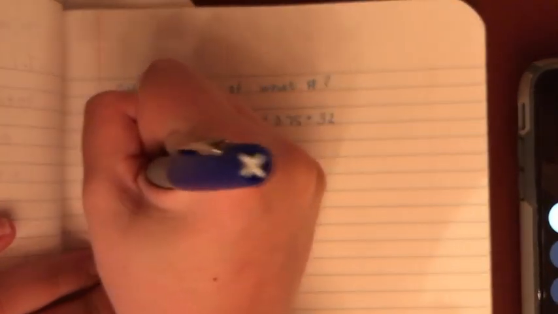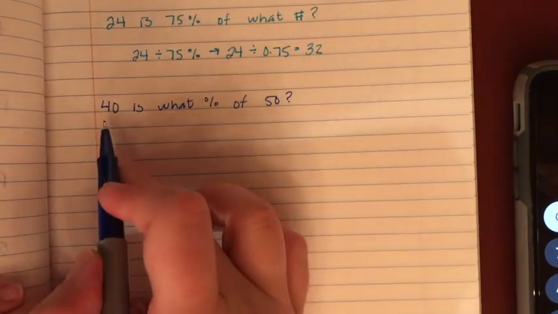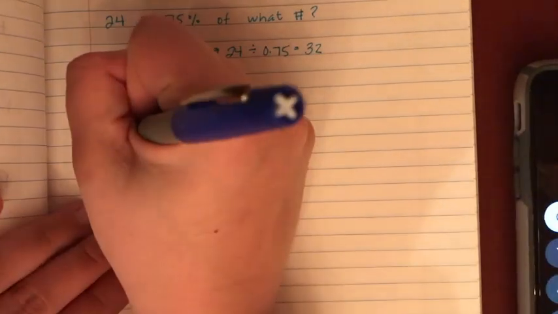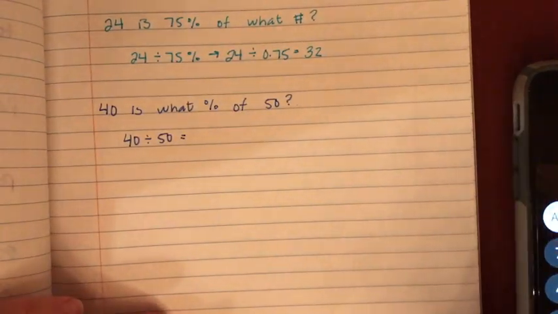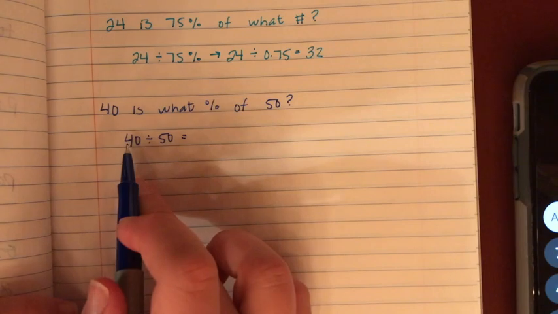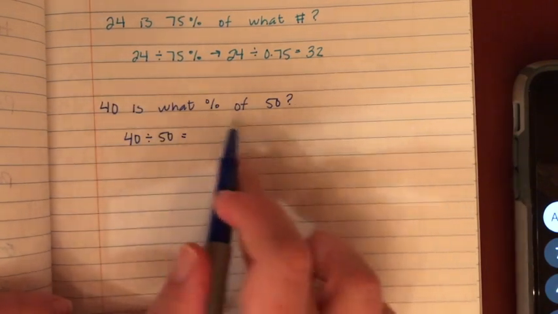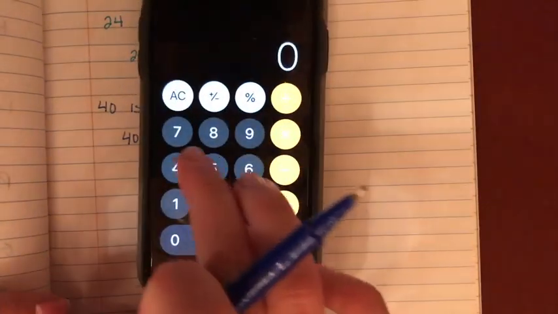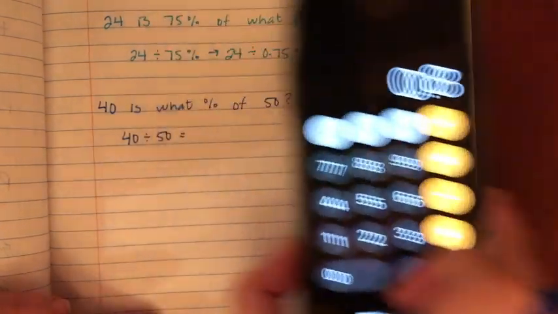Okay, let's do a few more. 40 is what percent of 50? So here we're trying to solve for the percent, and we're going to do 40 divided by 50. For some of these, you might think, oh, well, that's just 40 over 50, which is the same thing as 80 over 100, so I know it's 80%. Or you could use your calculator. And I get 0.8.